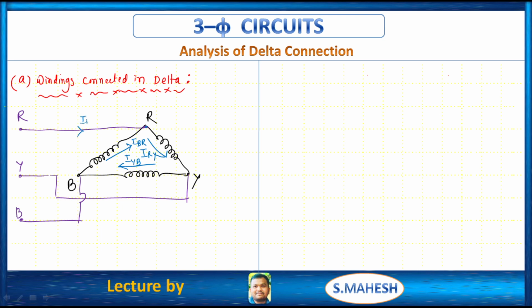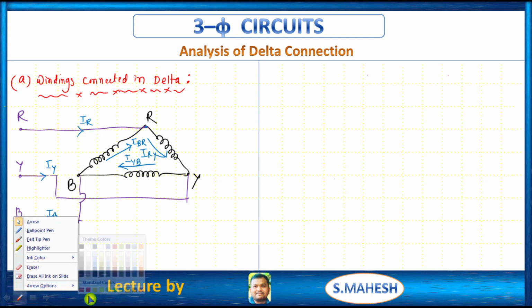The current through this wire, the R wire, is nothing but IR, through this IY, through this IB. See, at this point R, IR is entering, IBR is entering, IRY is leaving, right? So IR plus IBR is equal to IRY. Like that, by using KCL at different points we write the KCL equations. From that we can get the relation between phase currents as well as line currents.